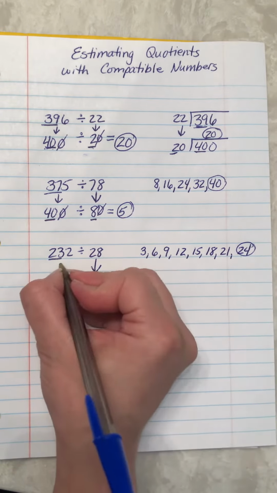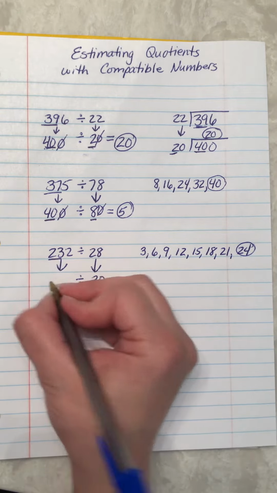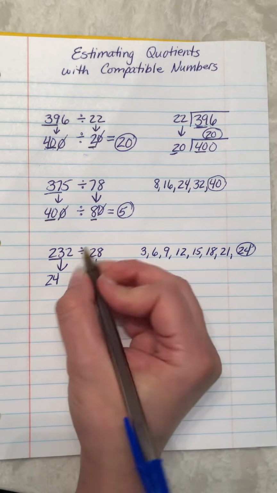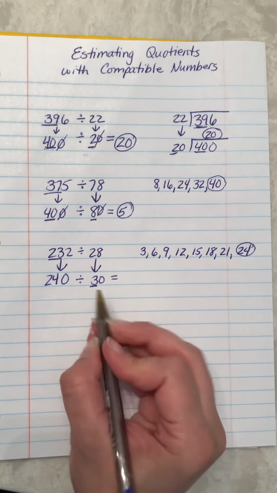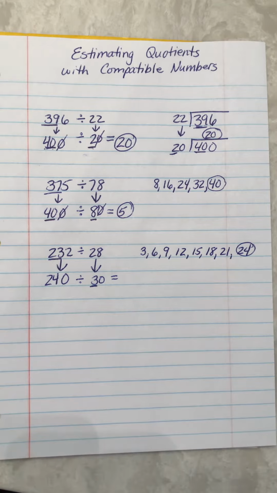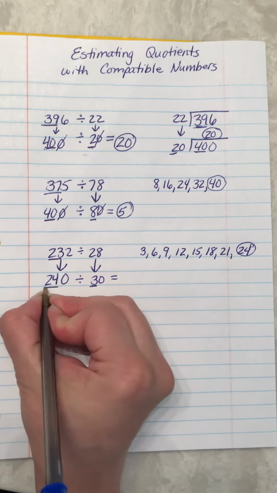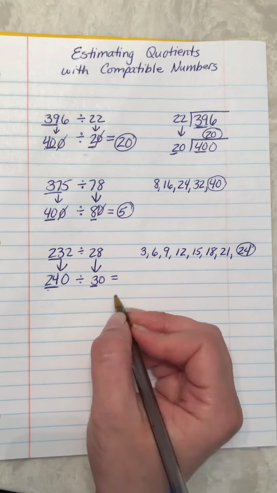So 24 becomes part of my new division problem. 23 changes to 24 and the 2 changes to a 0. So now I have 240 divided by 30. And I tell my kids, look for your basic fact. So I underline the 24 and underline the 3.